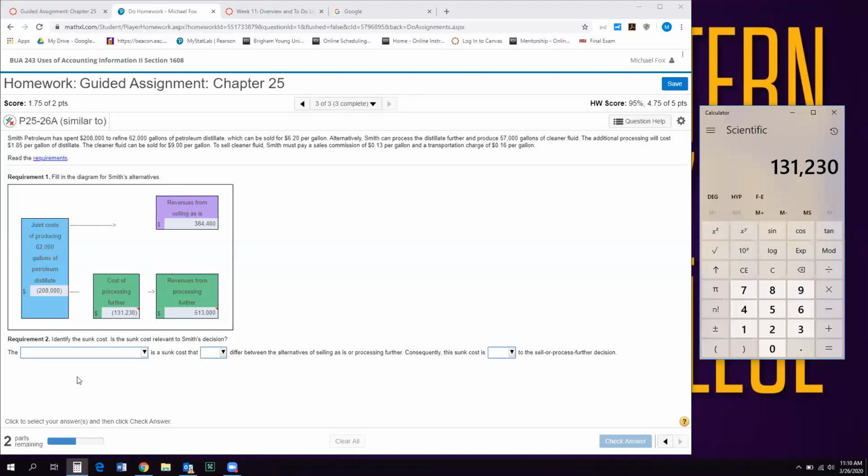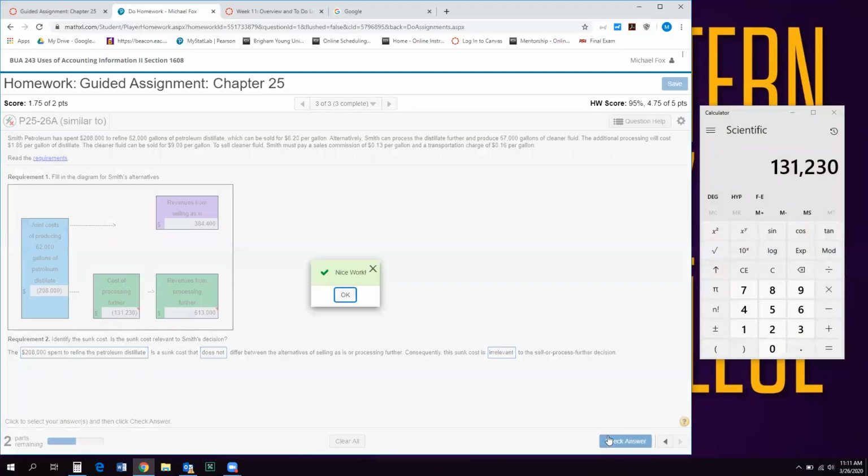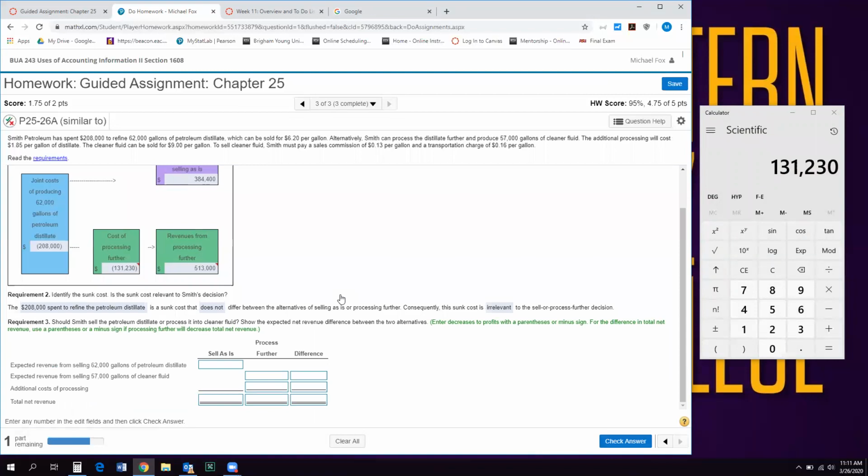So now we'll say the $208,000 spent to refine the petroleum is a sunk cost that does not differ between the alternatives of selling as is or processing further. Consequently, the sunk cost is irrelevant to the sell or process further discussion. All right. So now they want us to fill this out.